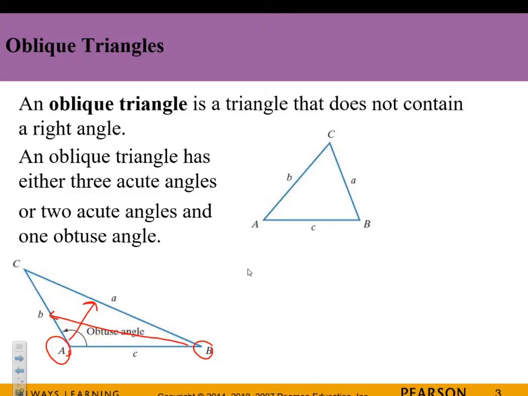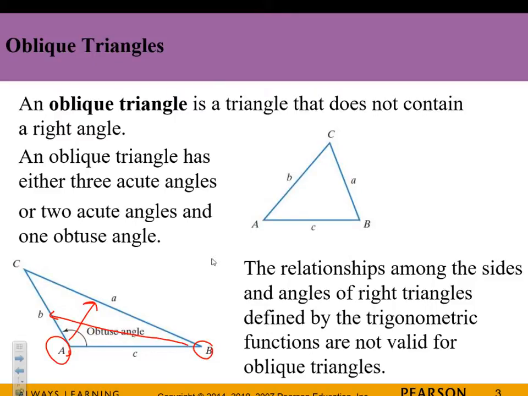That whole idea comes into play when we're talking about the law of sines. What does that say? The relationship among sides and angles of right triangles defined by trig functions are not valid for oblique. Is that true? Somewhat. It wouldn't be called the law of sines if we can't use sine, right? But what they're saying is you can't say sine is equal to opposite over adjacent. Instead, there's a relationship, which is the easiest to remember.